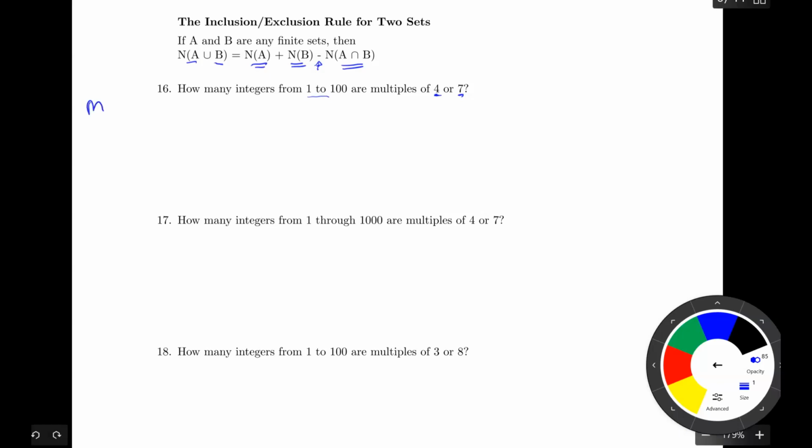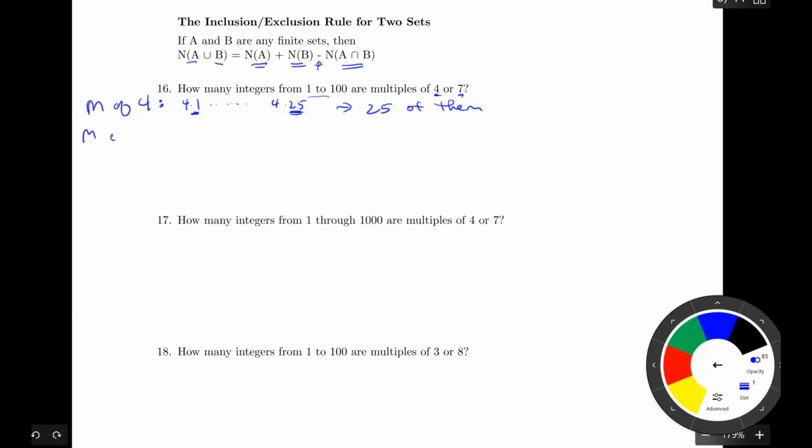Okay, so let's look for multiples of 4. They're starting from 1 and going up to 100. So I'd have 4 times 1 all the way up to 4 times 25, right? So I want to count the number of numbers between 25 and 1. I take 25, subtract 1, and add 1, so there's 25 of them, right?